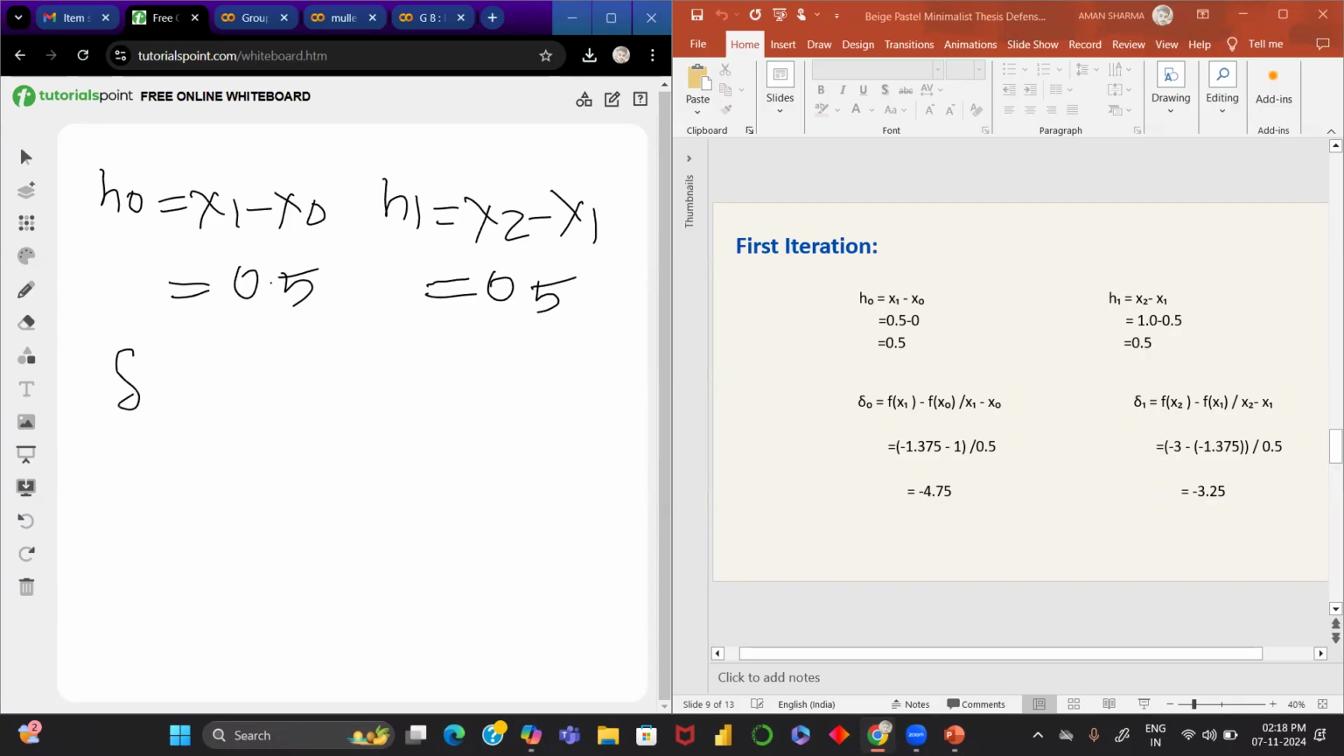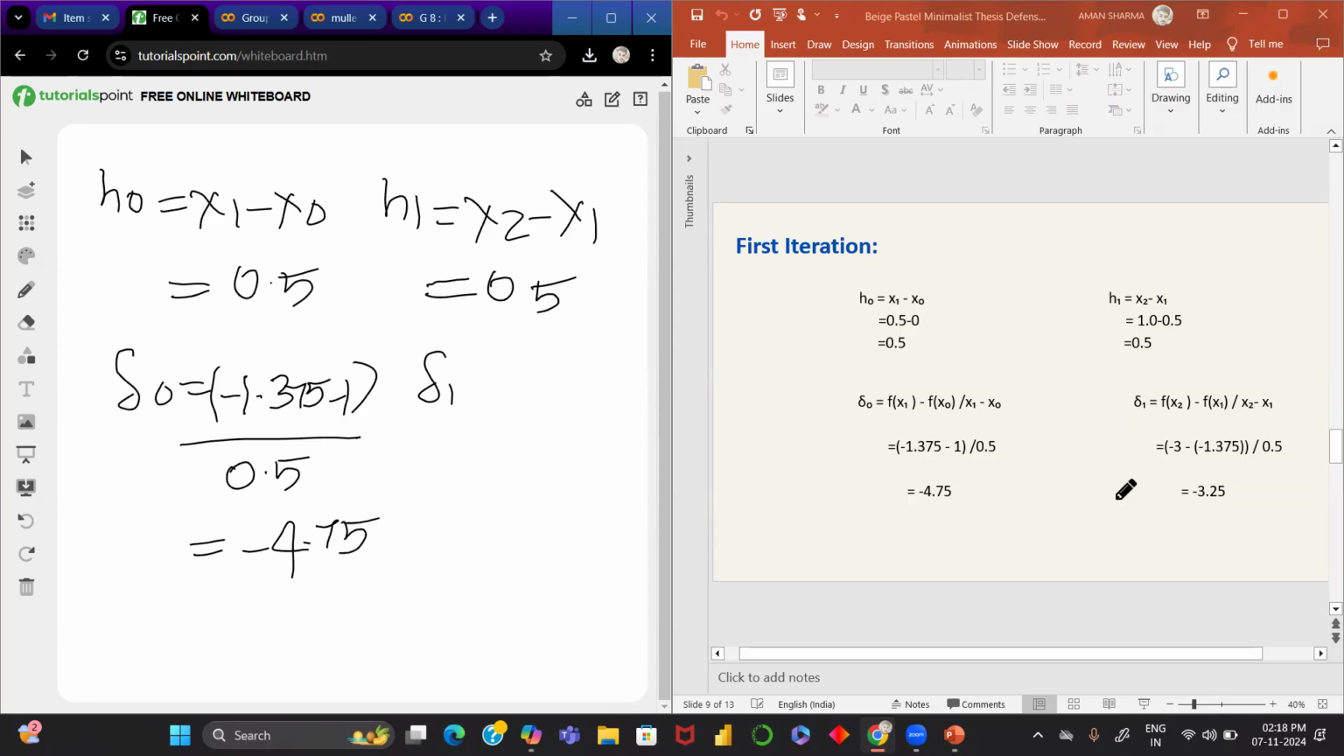Now we define delta naught and delta 1. Delta naught equal to f of x1 minus f of x naught by x1 minus x naught, which is minus 1.375 minus 1 divided by 0.5, which is equal to minus 4.75. Similarly, delta 1 equal to minus 3 minus 1.375 divided by 0.5, which is equal to minus 3.25.